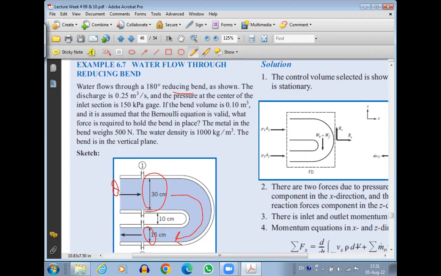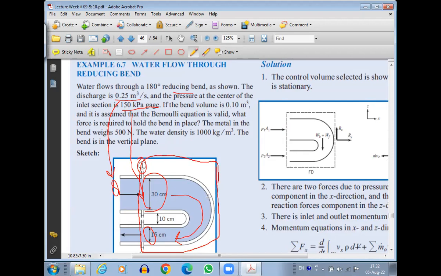So that's Q, and Q is going to be the same throughout. And the pressure at the center of the inlet section is 150 kilopascal gauge. This 150 kilopascal gauge is at the inlet section, section 1. The bend volume is 0.1 meter cube, so the bend is from 1 to 2. This is the bend.